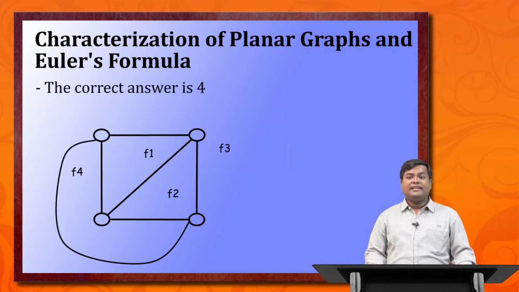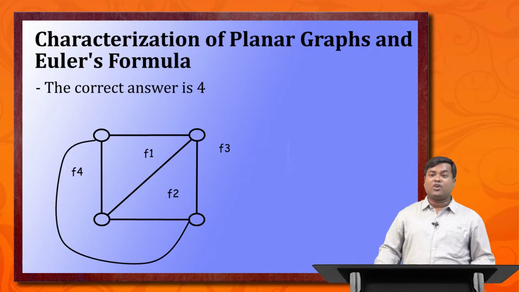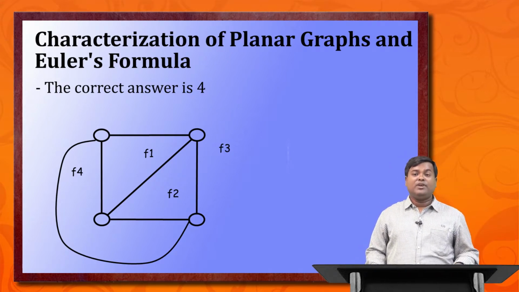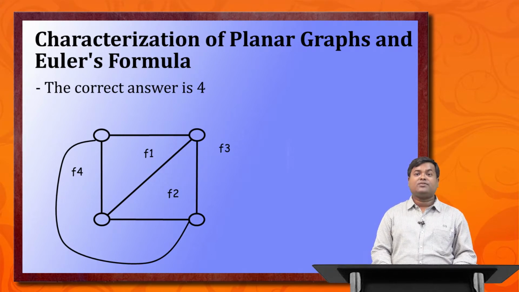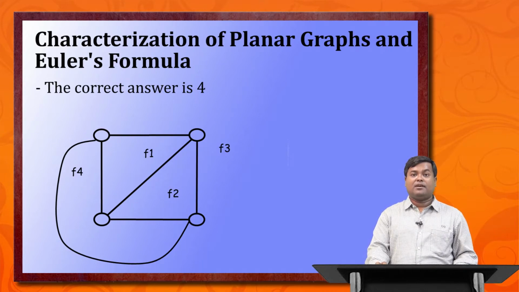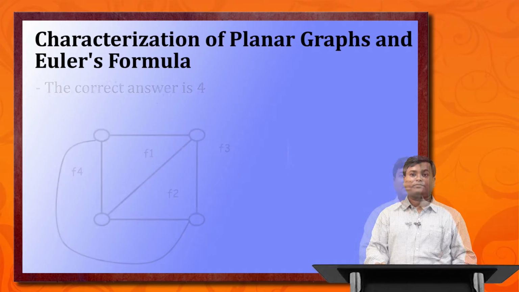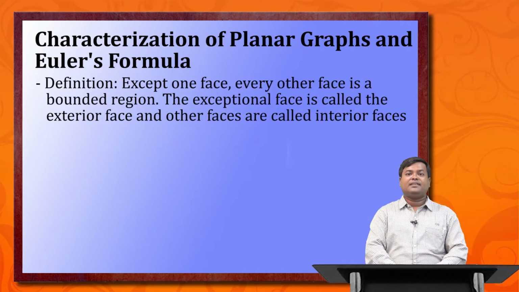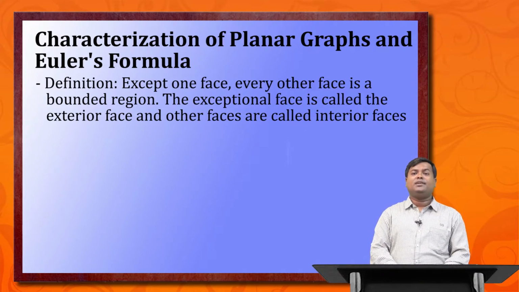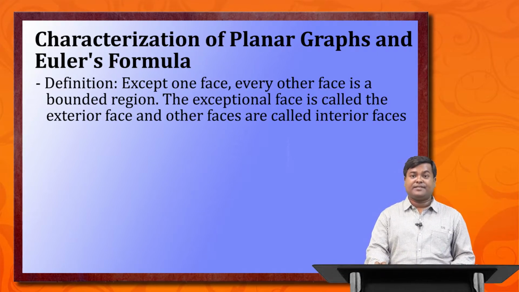The face is only defined in connection with crossing-free drawings of the planar graph. So before we start counting the faces, first we need to make the graph a crossing-free drawing. Then only can we count them. In this particular question, the total number of faces is equal to 4, not 5. Except for one face, every other face is a bounded region. That exceptional face is called the exterior face and the other faces are called interior faces.